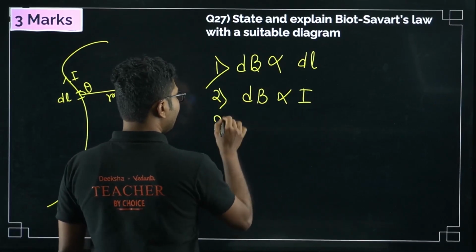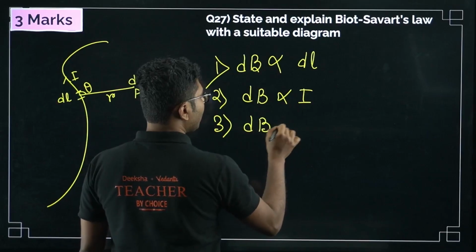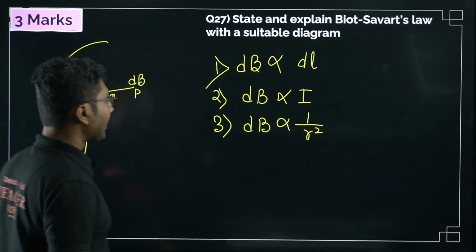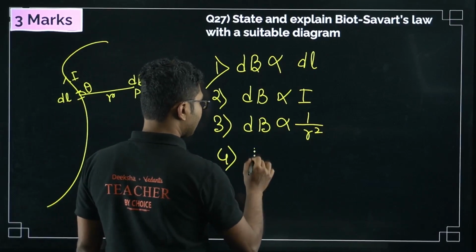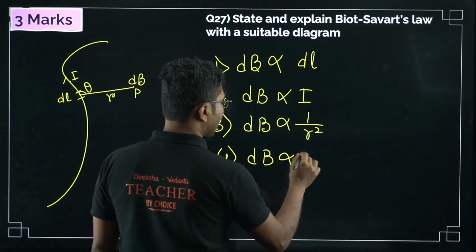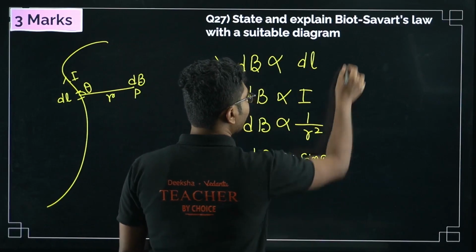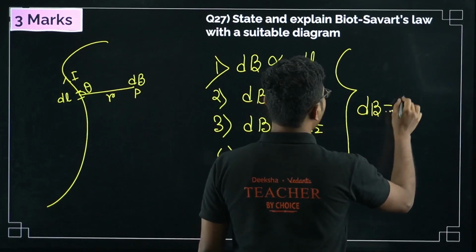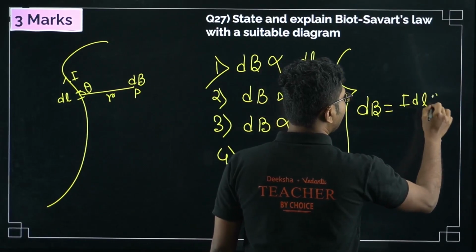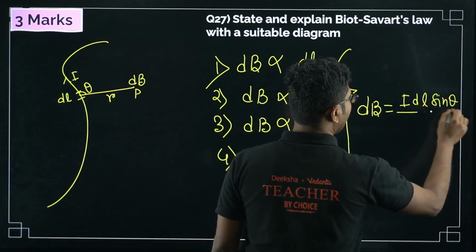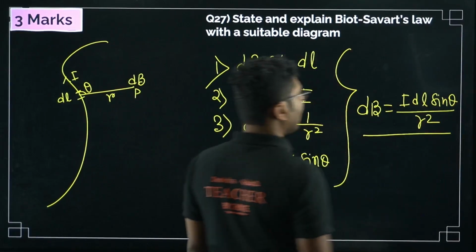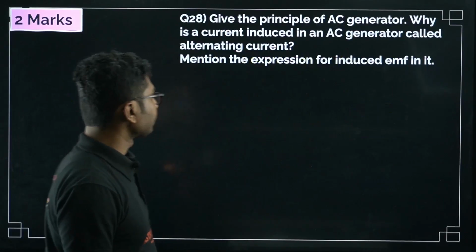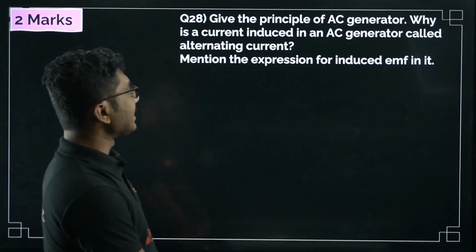Number three, it is inversely proportional to the square of the distance between them, and fourthly, it is directly proportional to the sine of the angle. These are the four relations, and if you combine them, you get dB equals I dl sine theta by r square. This is the combined statement of Biot-Savart's law.